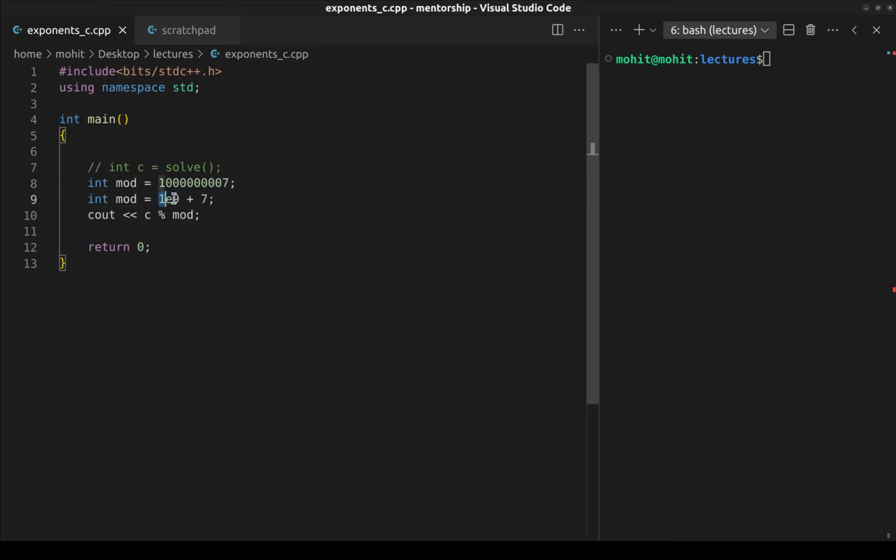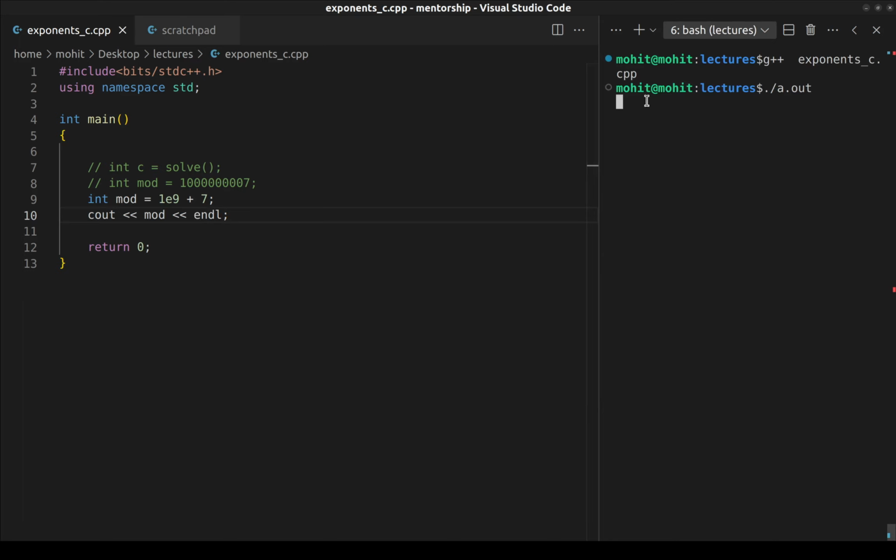This 1e9 basically means 1 into 10 to the power 9. Okay, so let's try to print this mod. Yes, you can see that it is printing 10 to the power 9 plus 7.